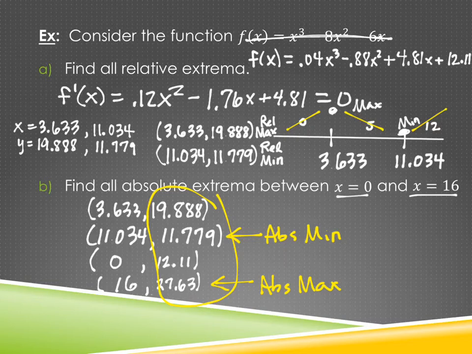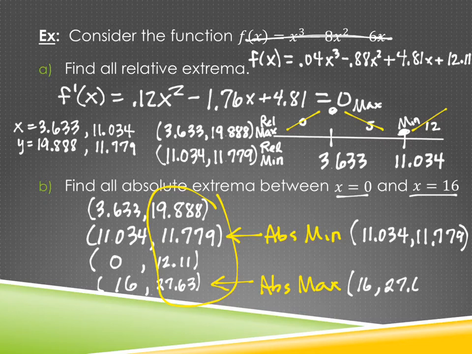So when it asks me to find the absolute extrema, the absolute minimum is the point 11.034, comma 11.779, and the absolute maximum is 16, comma 27.63. It's a comparison at that point. The biggest one's the absolute max, the smallest one's the absolute min. Okay?